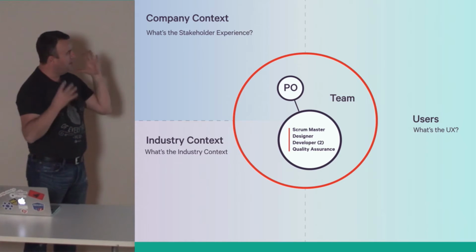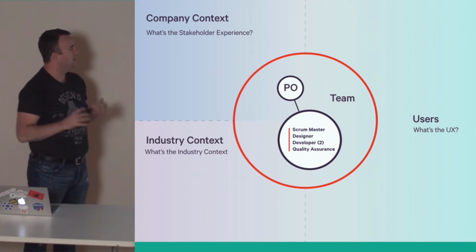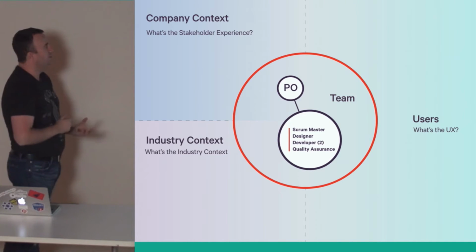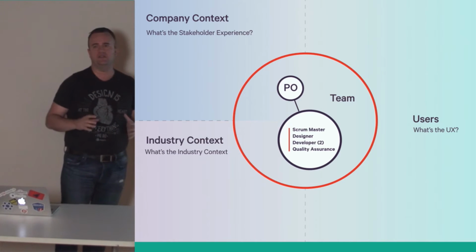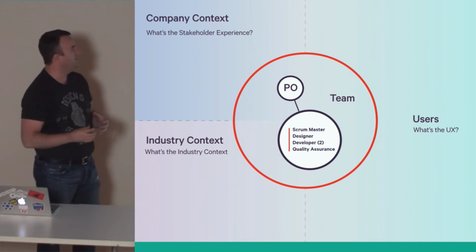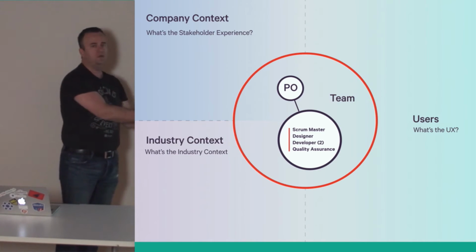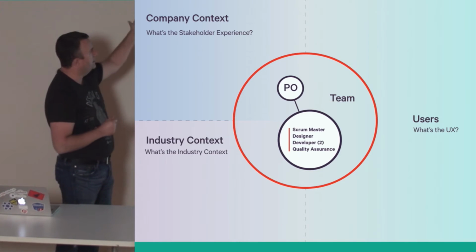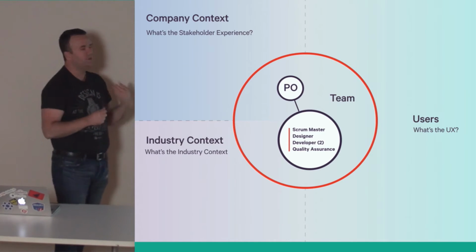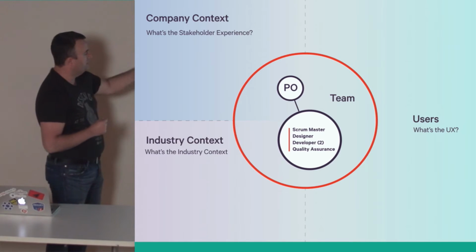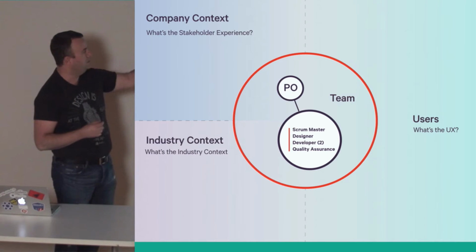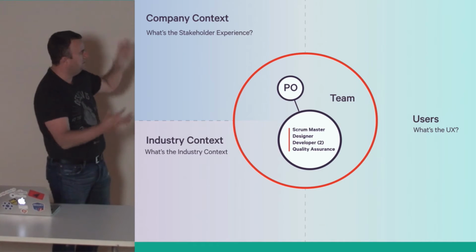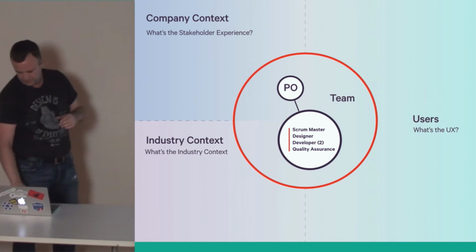So this is really where your team is living. You have this team with a Scrum Master, designer, a couple of developers, quality assurance, with a product owner, and let's just assume they're the perfect Agile team. They've been doing it forever and ever and ever. They've worked together. They love each other. They feel safe with each other. And now they're going into a new context. And there's the company context. What's the stakeholders' experience? What are they trying to get? What's the trust level? What's the industry context? Who are they trying to compete with, catch up with? And the users. What's the user experience? There's these factors in the context.